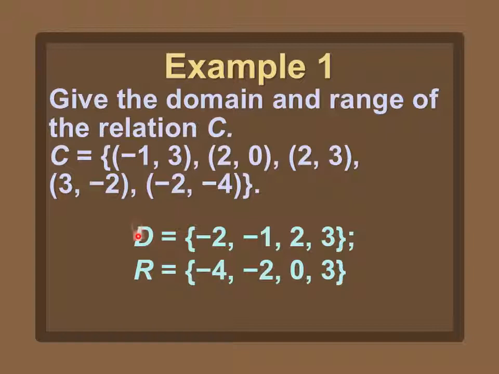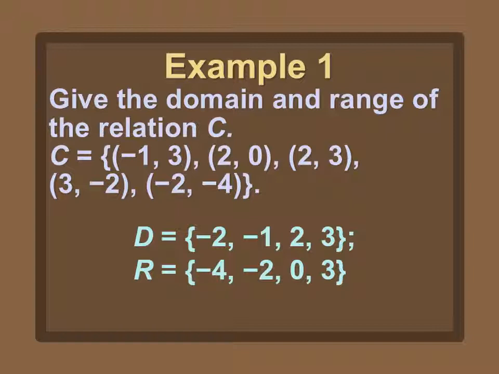Okay, so notice that I also wrote D equals to say that it's the set of the domain, so D equals, and then I also have my braces to show that it's a set. Okay, and then for range, that's the y value. So 3, 0, 3, negative 2, negative 4, all those should appear in the set for the range. So I'm going to write R equals because it's a set. I'm going to go ahead and have my set brackets, okay?